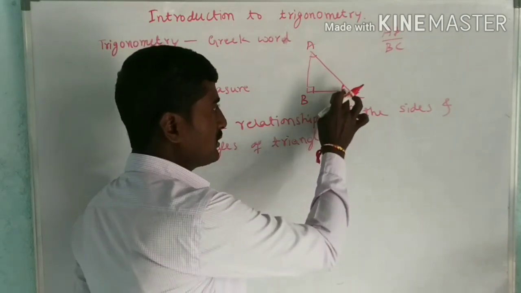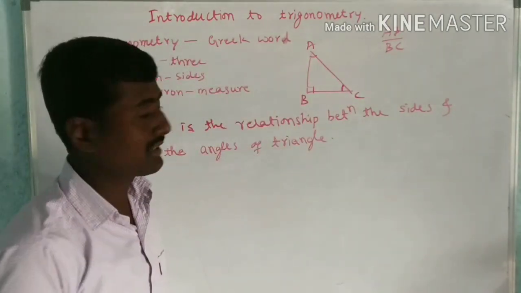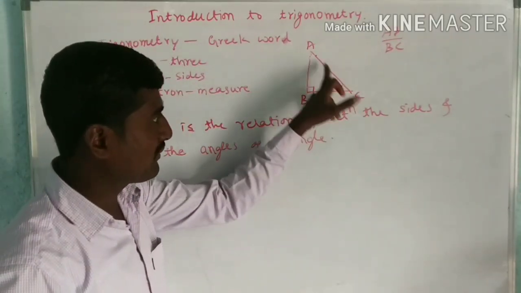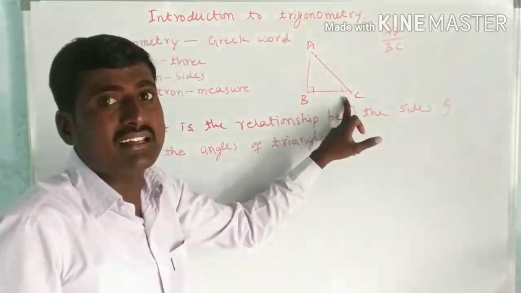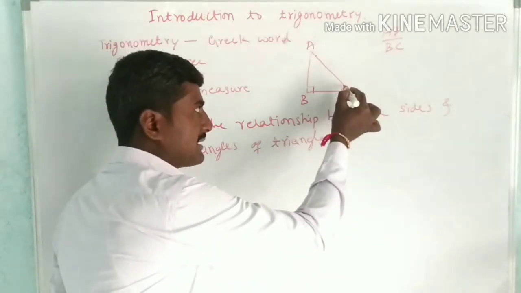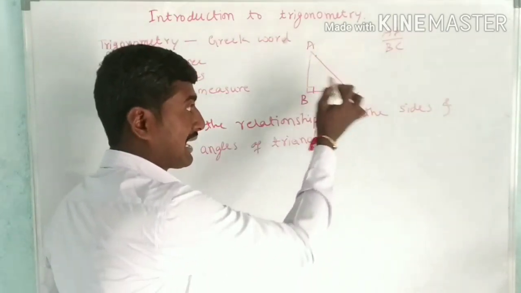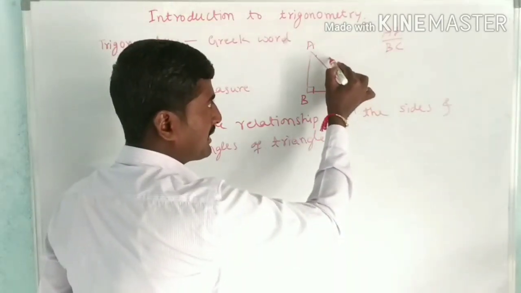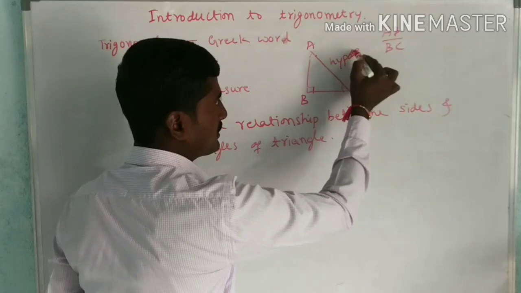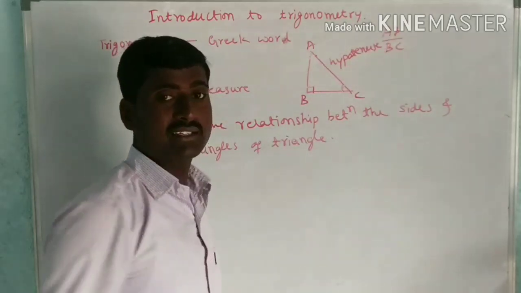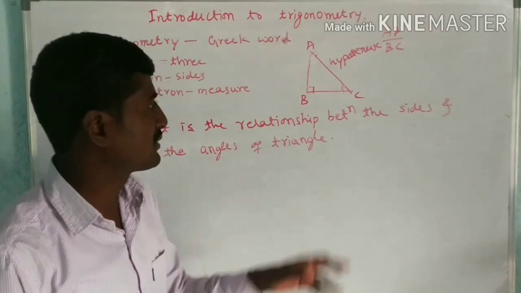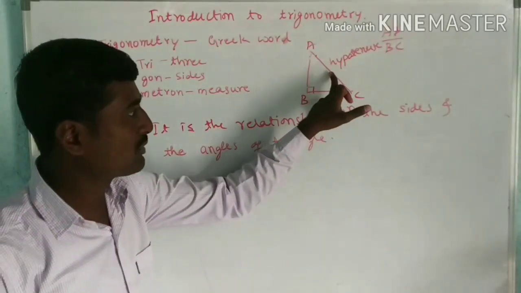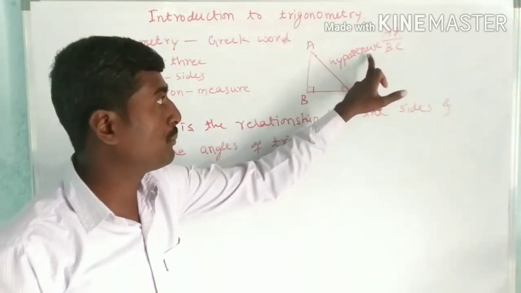Now here, let us see the sides of the right angle triangle first. Here I am going to find the relationship between the sides of the right angle triangle and angle C. For angle C only, I am going to find the relationship. In this right angle triangle, the longest side we know is the hypotenuse. Otherwise, you can say it this way also: the side which is opposite to the angle 90 degrees. That is what? Hypotenuse side.